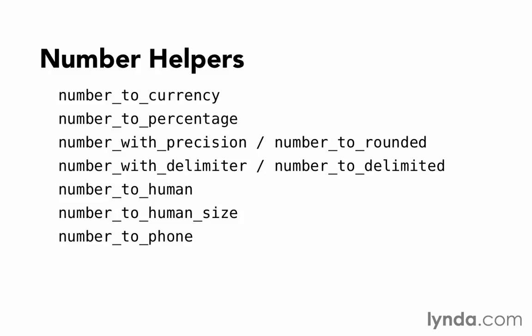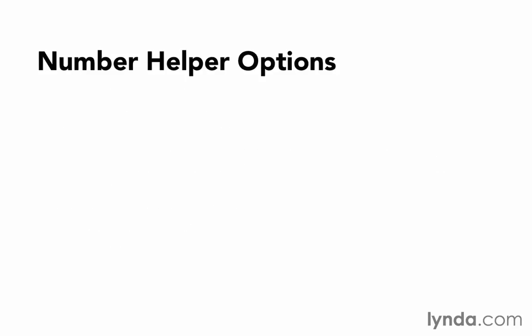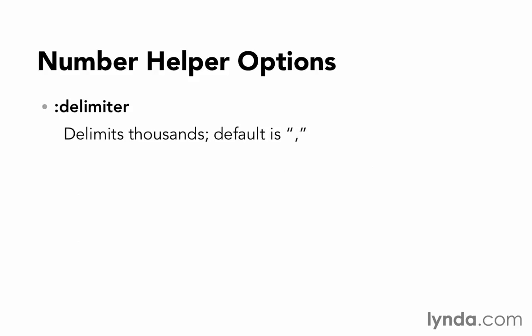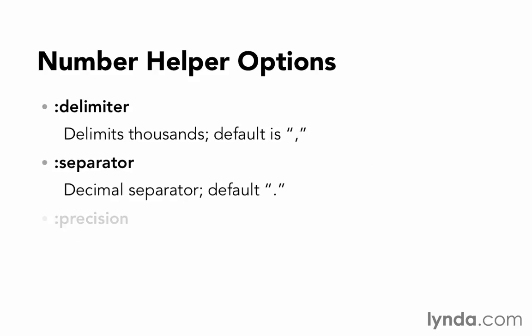All 7 of these helper methods take a number as their first argument and then a hash of options as their second argument. You only need to specify options if you want to override Rails defaults. Most of those 7 methods have some standard options that they accept: delimiter, separator, and precision.